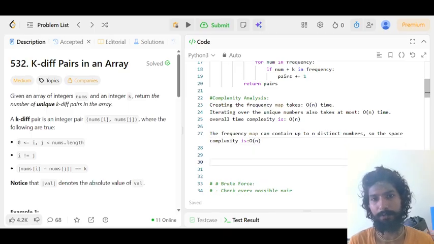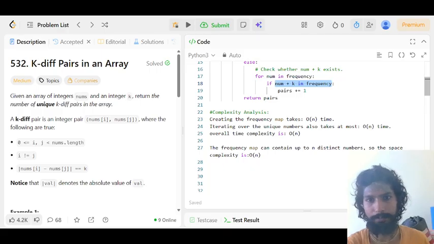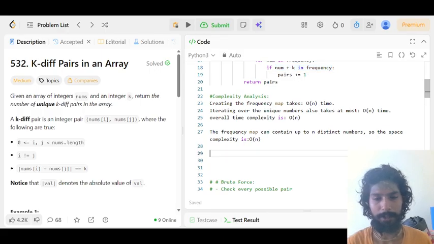That is because we are using a frequency map. To create it requires only O(n) time. And when we are checking if num plus k is in frequency, that takes O(1) time. That optimization is made by hashing in Python. If we were to create it on our own, it would take log n time, so it would be n log n if we tried to create the frequency map on our own.